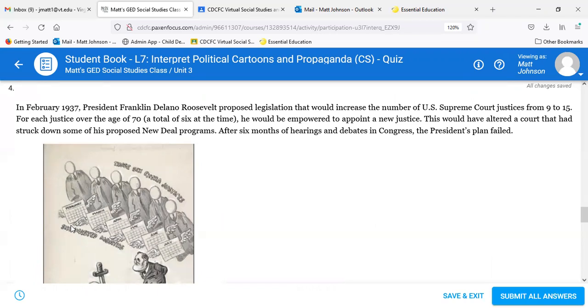So in February 1937, President Franklin Delano Roosevelt proposed legislation that would increase the number of U.S. Supreme Court justices from 9 to 15. For each justice over the age of 70, a total of 6 at the time, he would be empowered to appoint a new justice. This would have altered a court that had struck down some of his proposed New Deal programs. After 6 months of hearings and debates in Congress, the president's plan failed.